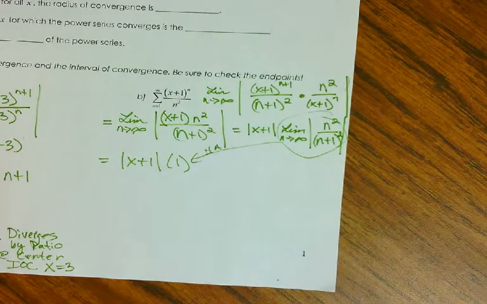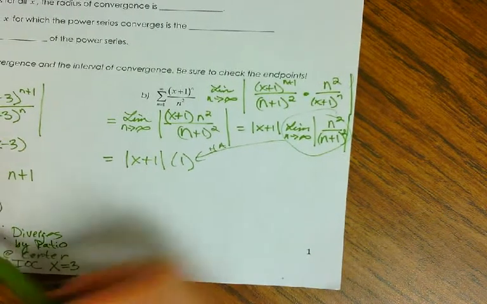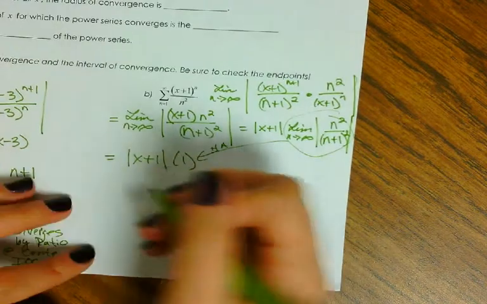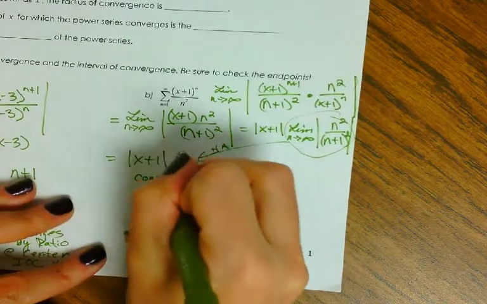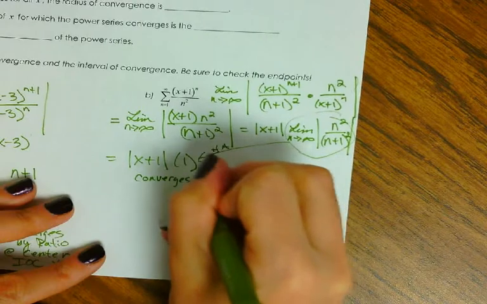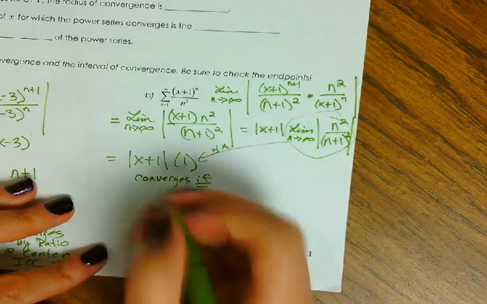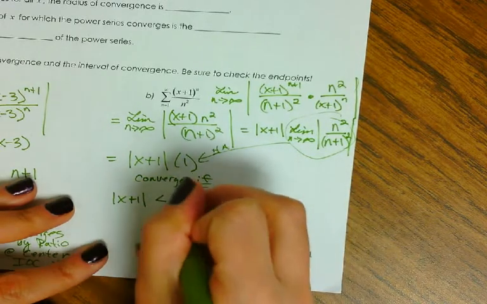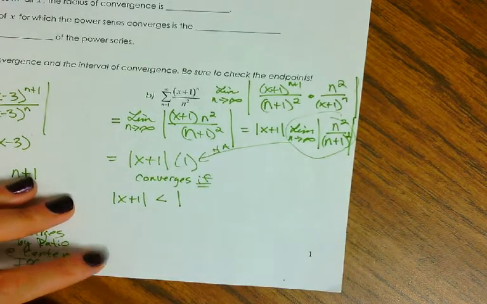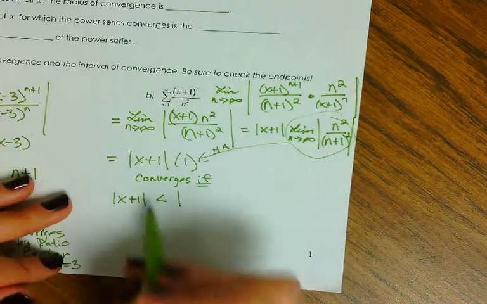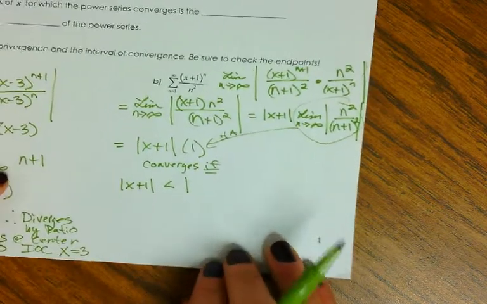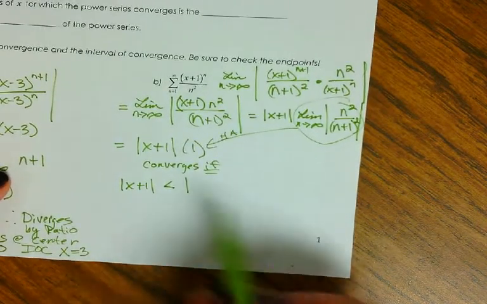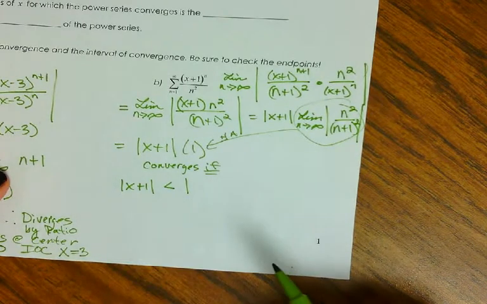So you kind of have to ask yourself, before, it diverged, right? I got an infinity, so I knew that diverged right away. But this converges if this is less than 1. So times 1 is that. So I want that if that is less than 1. Well, I need to then find the value of x, or values of x, that make this true.